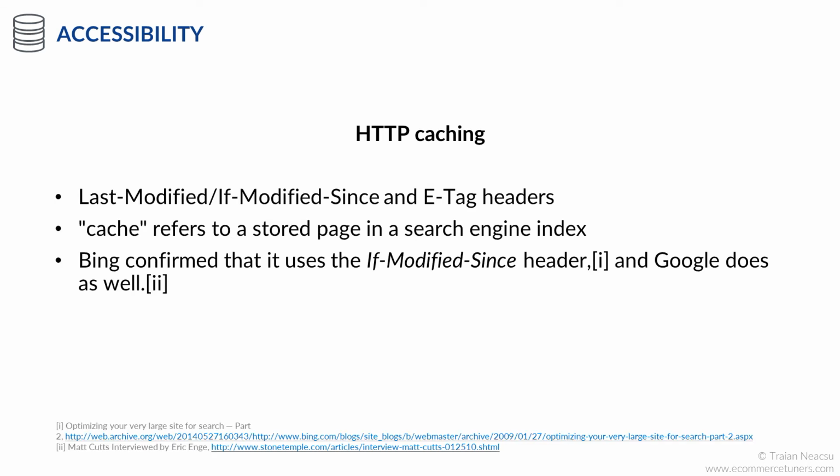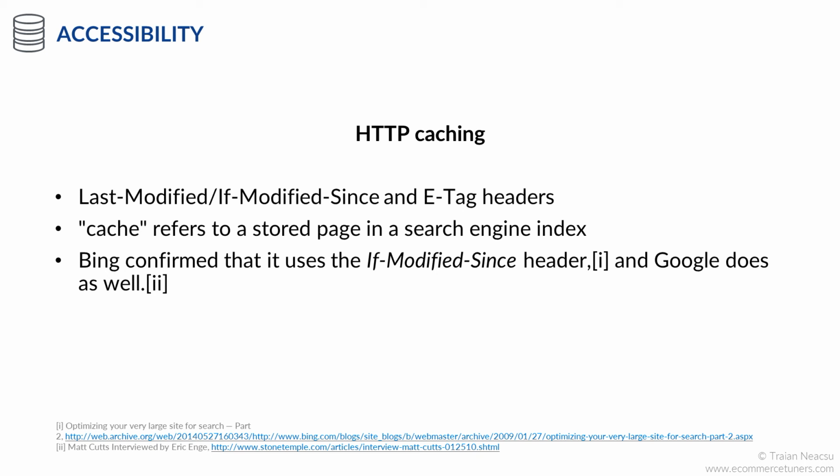HTTP caching with last modified and e-tag headers. In reference to crawl optimization, the term cache refers to a stored page in a search engine index. Note that caching is a highly technical issue, and improper caching settings may make search engines crawl and index a website chaotically. When a search engine requests a resource on your website, it first makes a request to your web server to check the status of that resource.